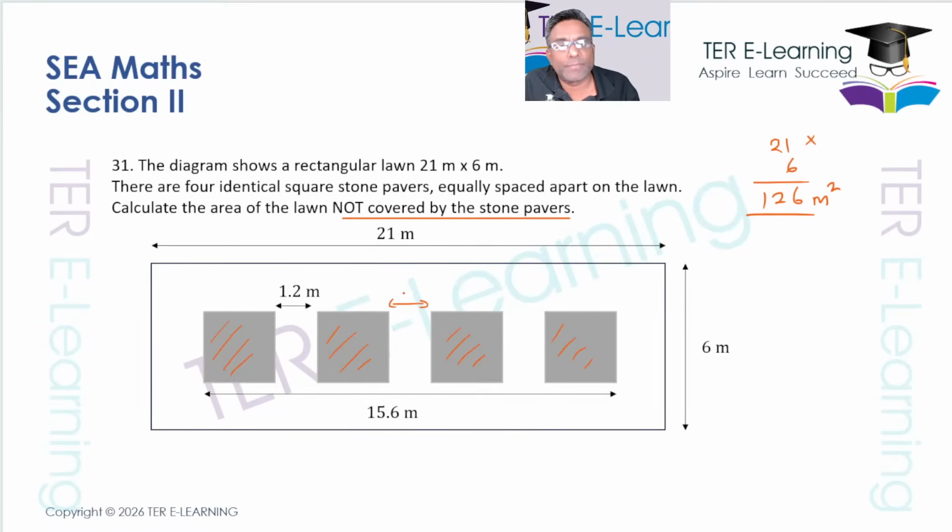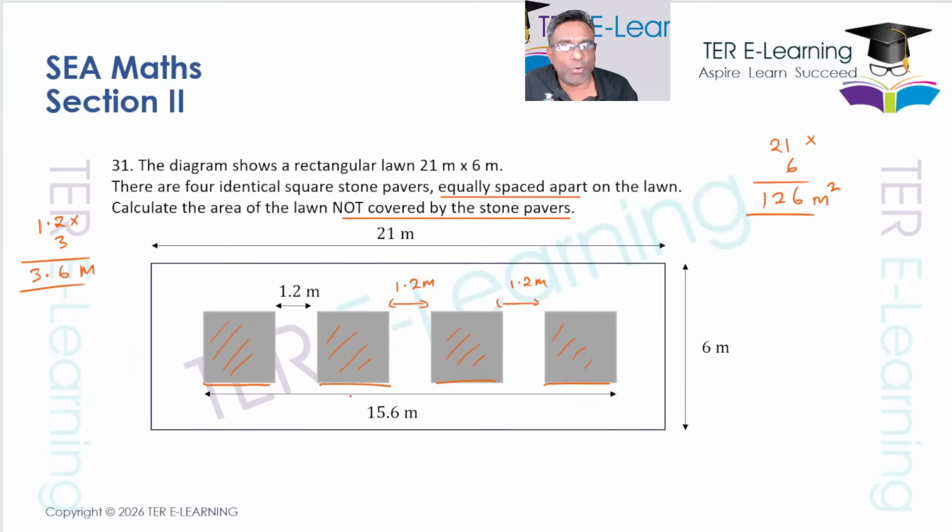From here to here is 1.2 meters, right? From here to here is 1.2 meters. How do I know that? It is because I said they are equally spaced apart, all right? So now I can work out this distance here. This plus this plus this plus this. I can work that out. So you have three spaces of 1.2. So we're going to say 1.2 multiplied by 3. So 2 threes are 6. 1 three is 3. So this is the total spacing between those stone pavers.